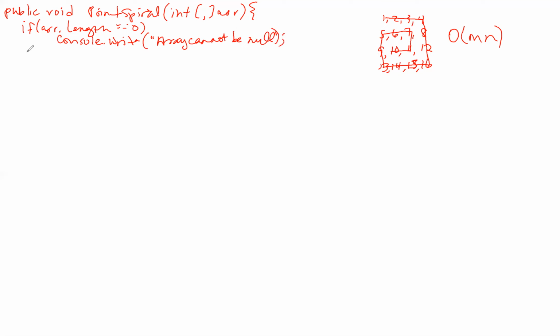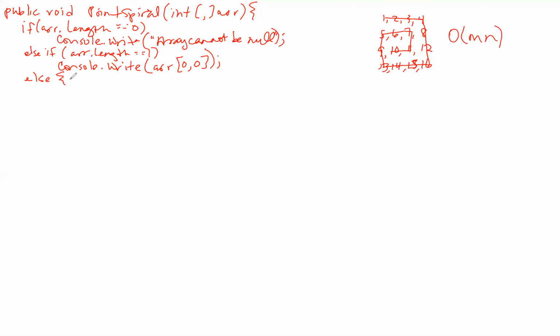Okay, and then else, if the array is just one element, we can go ahead and take care of that really quickly too, because we're really only going to have one thing to print. And that's going to be array at 0, 0. Okay, otherwise we can jump into our algorithm.